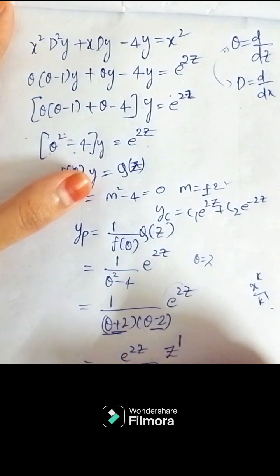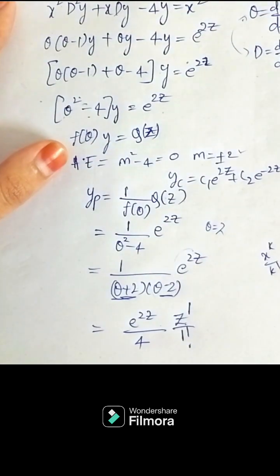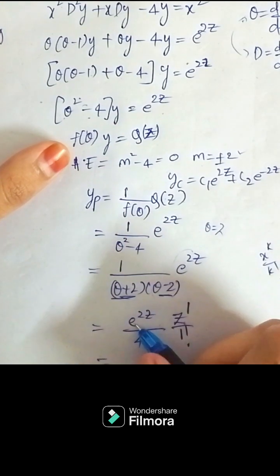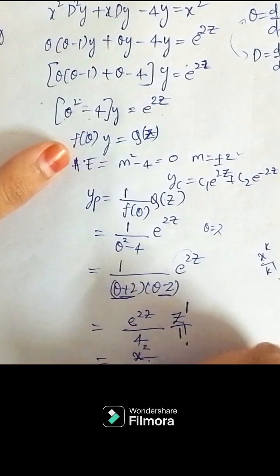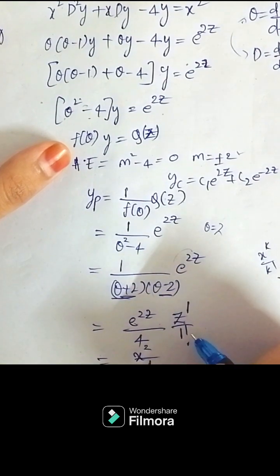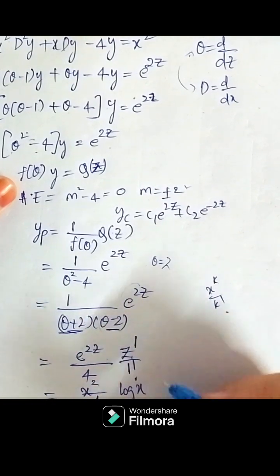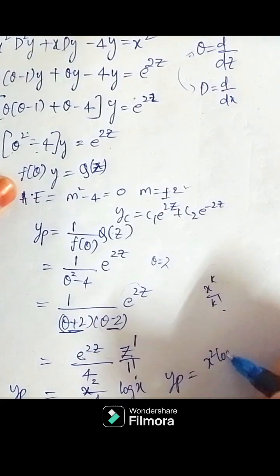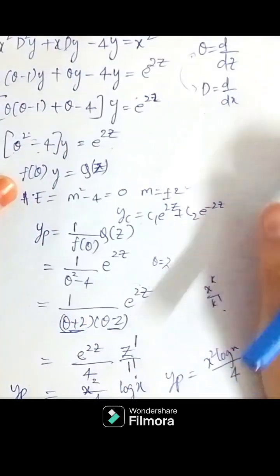So this is your... Okay. So now we have to resubstitute whatever we have put. So what is e power 2z? x square. So what is z? z will be log x. So this is my yp. So yp is x square log x by 4 and yc is this. So yc plus yp is your final answer. So this is how you solve variable coefficients using the Euler Cauchy method.